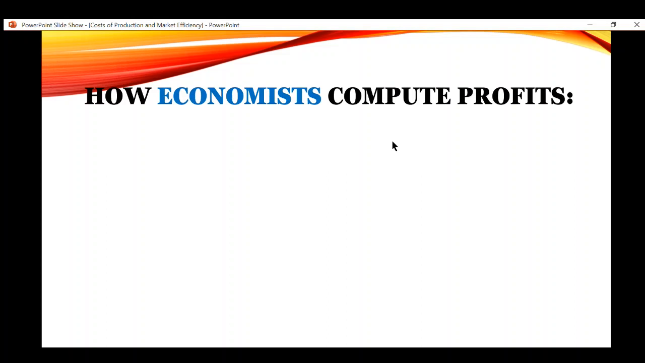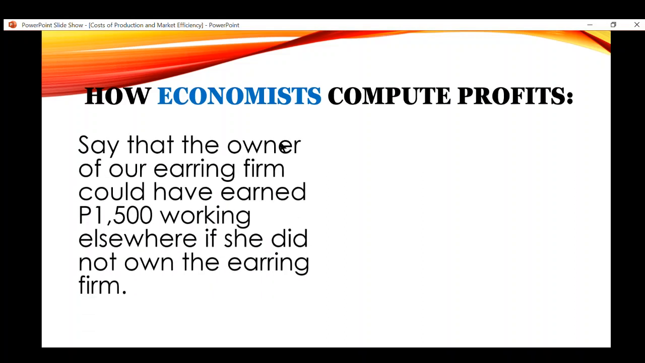Okay? So to illustrate, say that the owner of our earring firm could have earned 1,500 working elsewhere if she did not own the earring firm. So kung wala unta siya nagtukod og earring nga firm, so maka-earn unta siya og 1,500 kung nagtrabaho pa siya sa lain.